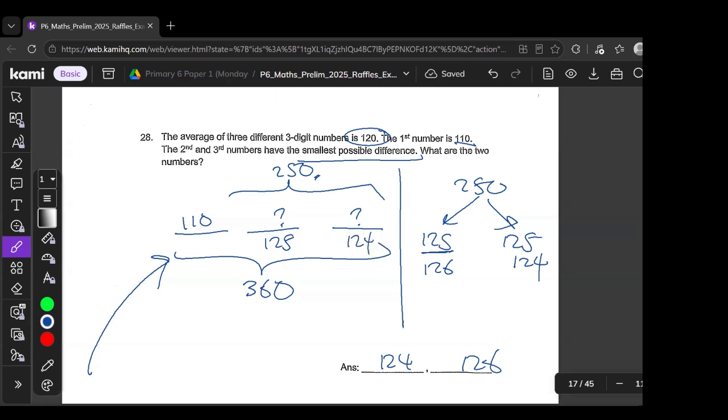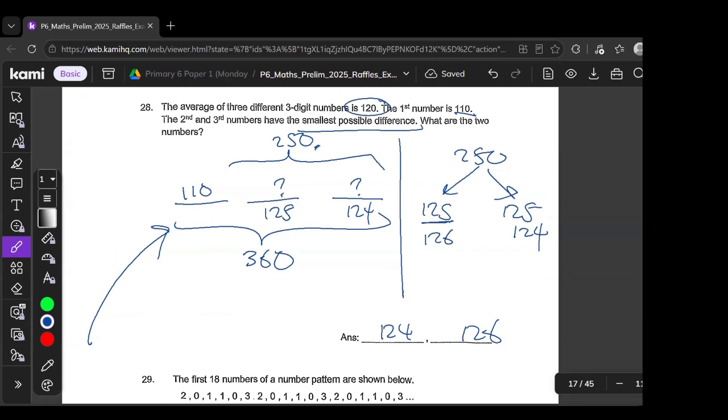Do you understand? That's how you get your other two numbers. Okay? To get the smallest difference, you must have the biggest minus the second biggest. Okay? All right, copy down.